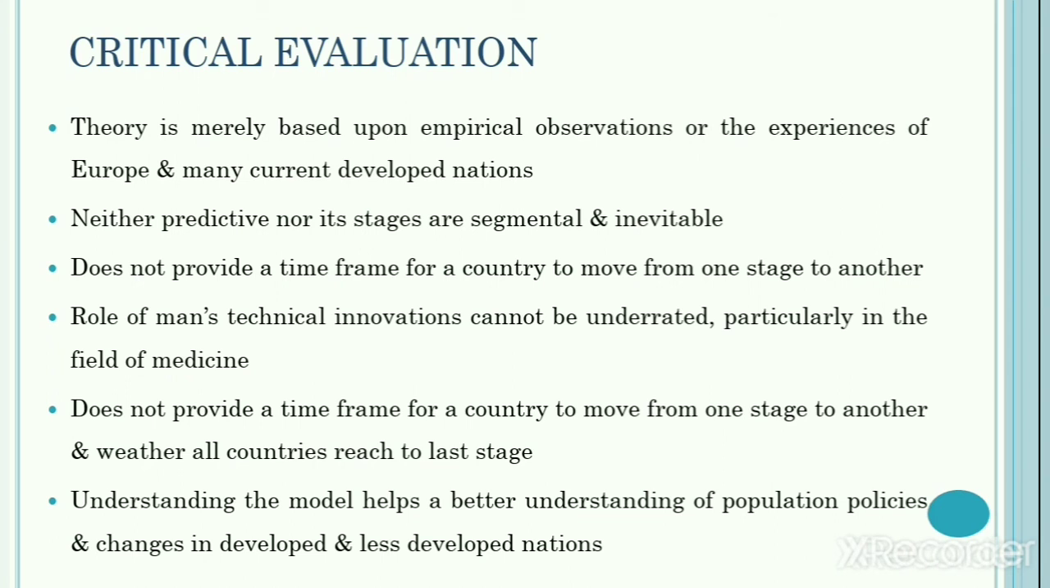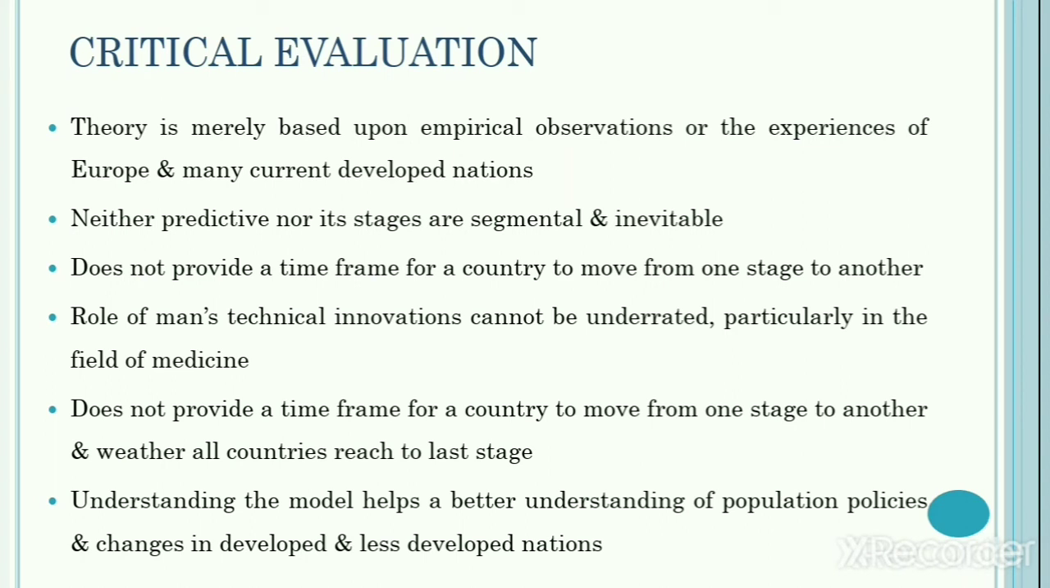Now let's critically evaluate the theory. Although the theory of demographic transition has been appreciated widely by demographers, it has been criticized on many grounds. The demographic transition stages are not always sequenced in order. Let's look into some of the major points of criticism against this theory. Firstly, this theory is mainly based on empirical observations or the experience of many European and developed countries like America and Australia. It is neither predictive nor are its stages sequential and inevitable.